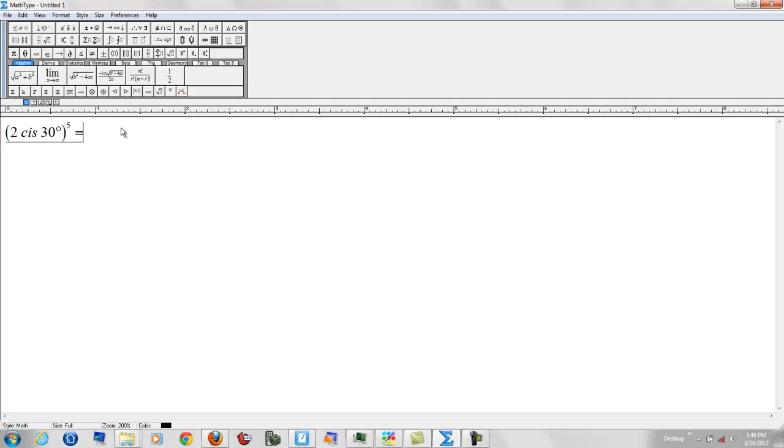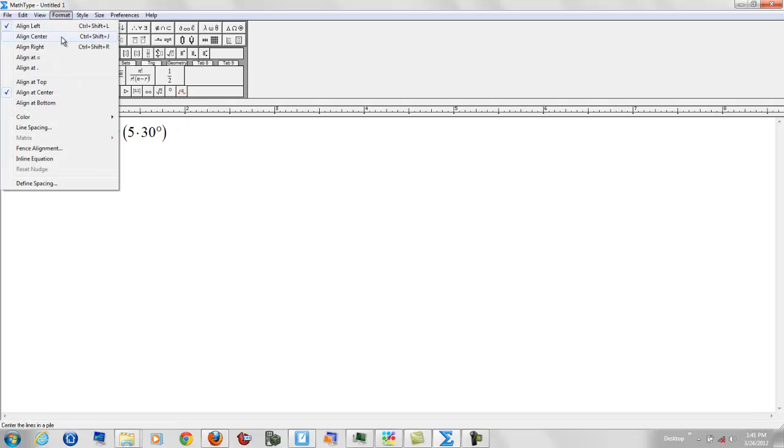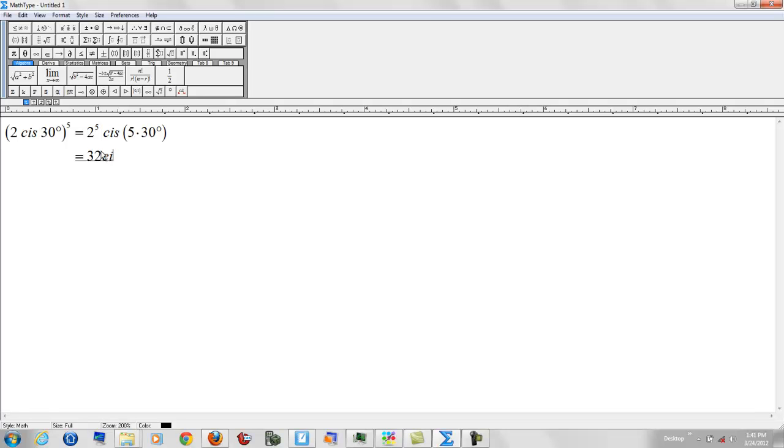So if we had to make a conjecture, we would hopefully say 2 cis 30 degrees to the fifth is 2 raised to the 5th power cis, and then the angle would be 5 times 30 degrees. Which gets us 32 cis 150 degrees.